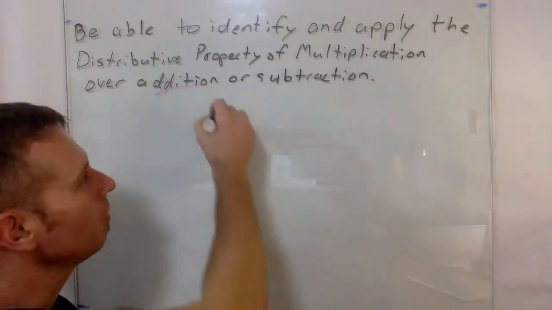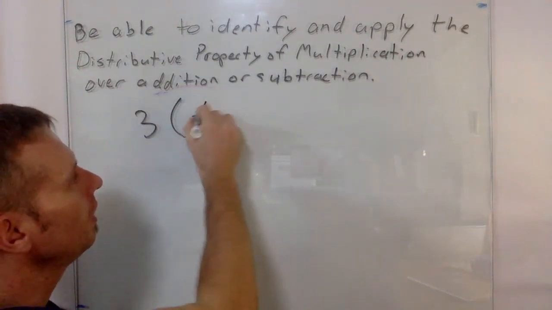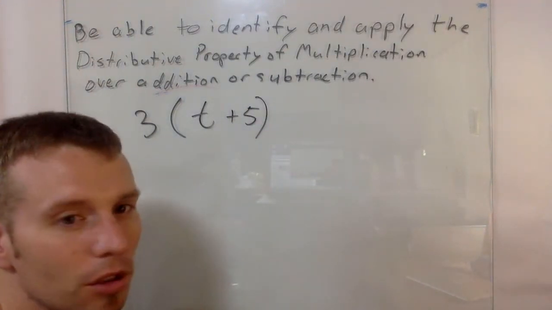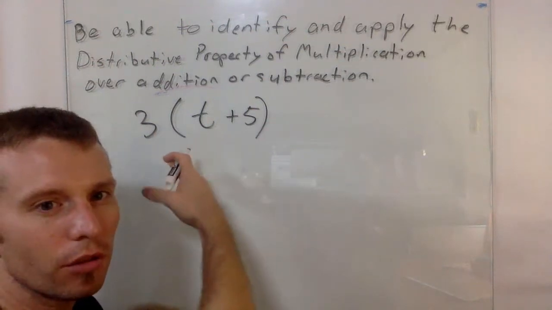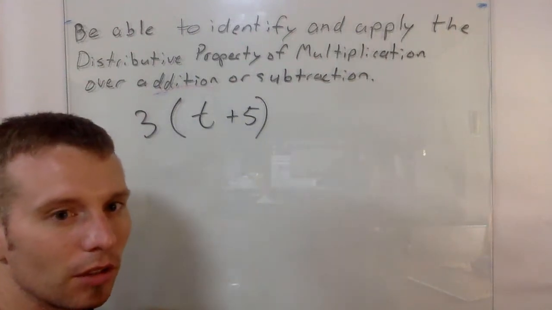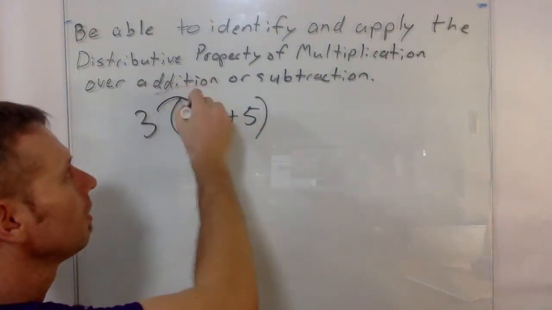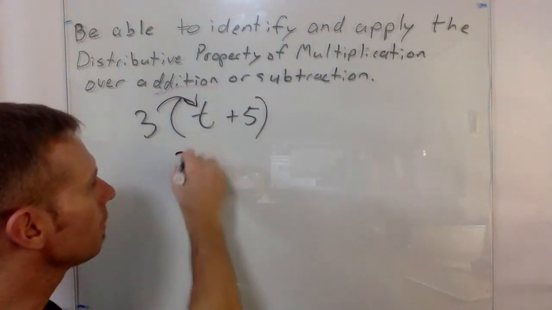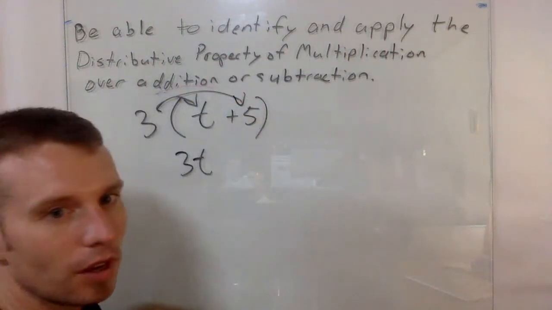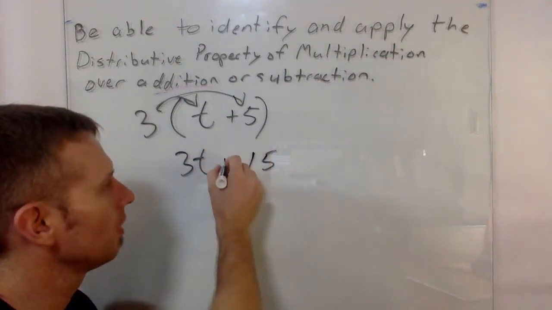Let's say we had 3, and then we can put the variable first, t plus 5. Well, again, we're multiplying the 3 times the total of t plus 5. That means we would have t plus 5, t plus 5, t plus 5. Since we can use the distributive property, we don't need to do that. We can simply do 3 times t gives us 3t, and 3 times 5 gives us 15, and the operation was addition.